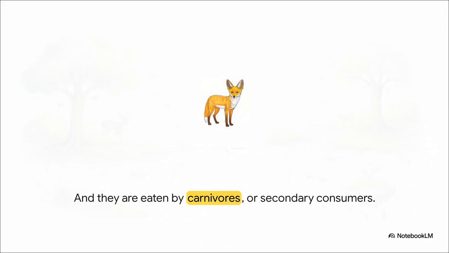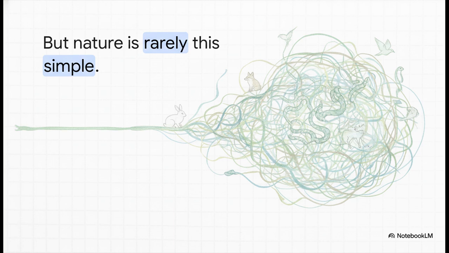And then the energy moves up the chain again to the secondary consumers. These are carnivores, like this fox, that get their energy by eating the rabbit. So you've got grass to rabbit to fox. Seems like a simple straight line, doesn't it? Well, you've probably guessed it by now, that neat little line is a huge oversimplification. Nature's dinner party is a whole lot messier and way more connected than that.